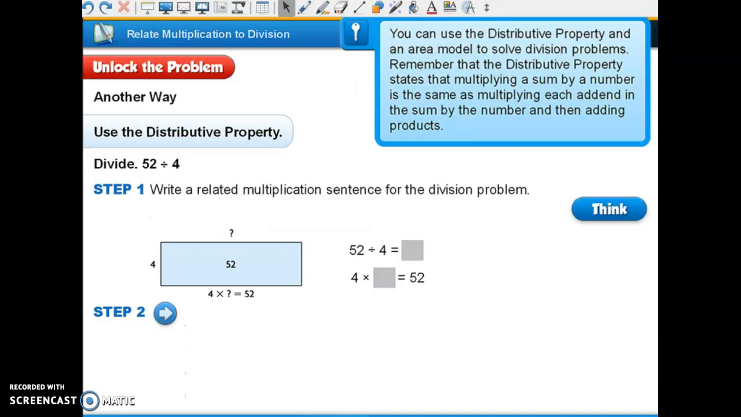So it says, write a related multiplication sentence for the division problem. It says think: use the divisor as a factor and the dividend as a product. The quotient will be the unknown factor. So we can take 4 times what is 52.